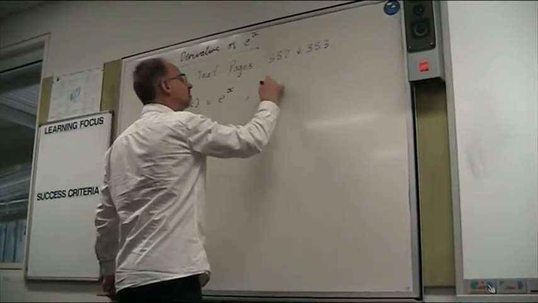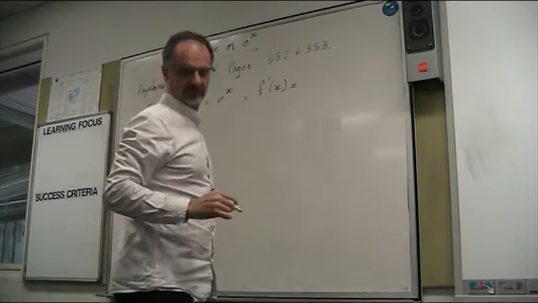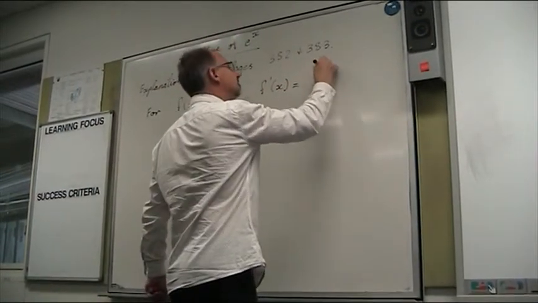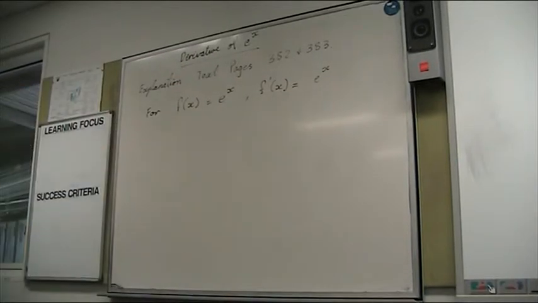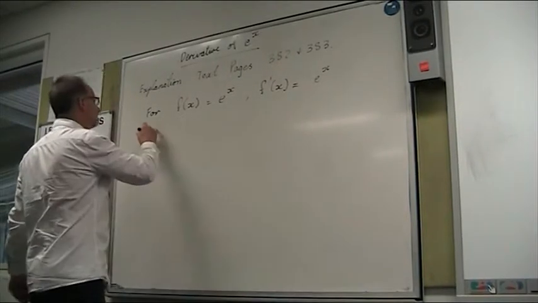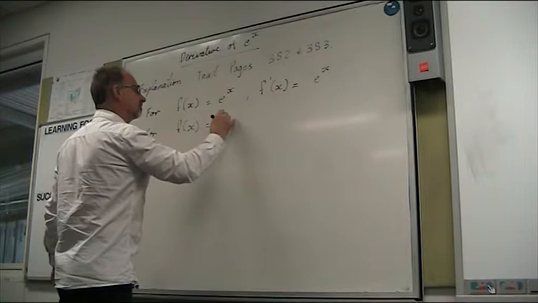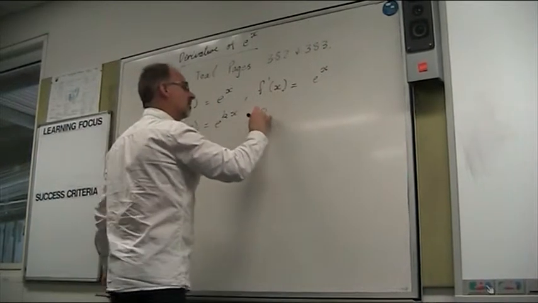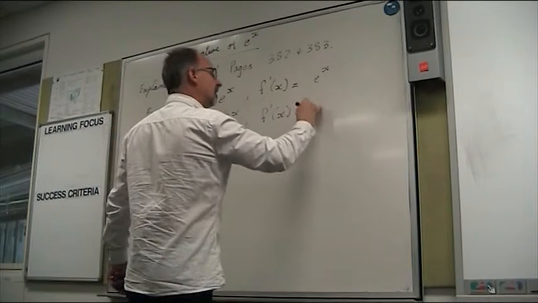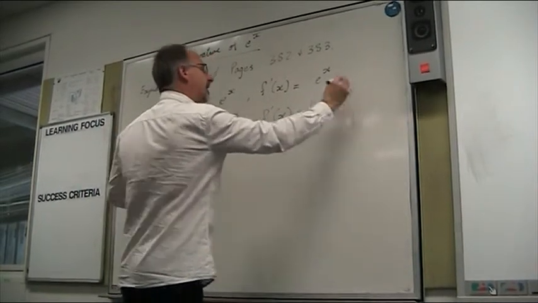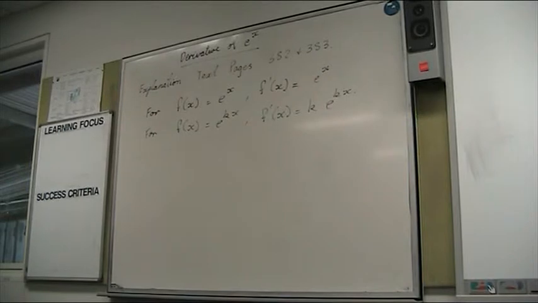They're all like the same thing. Is this the pattern? Yes. So e to the x, when you differentiate it, it's just e to the x. And e to the kx, it's k e to the kx. So there are patterns that exist between those.